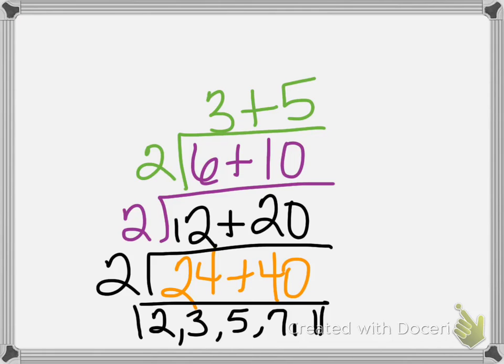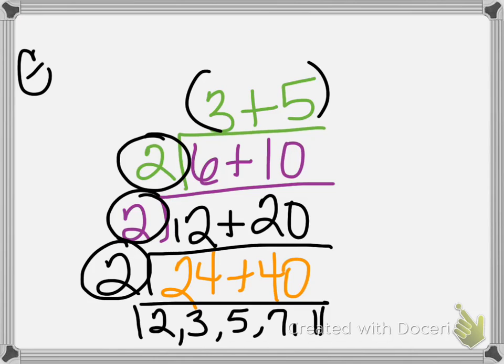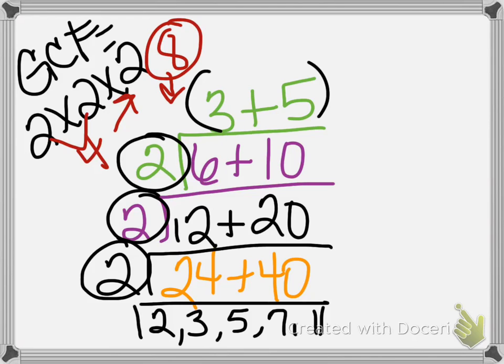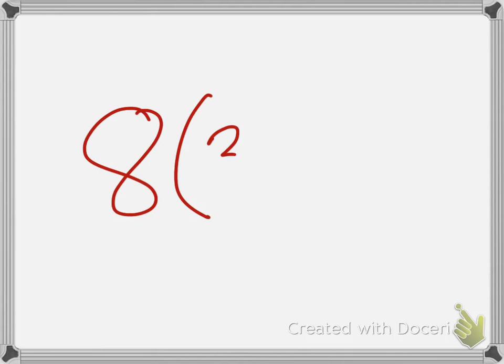I know that I can't go back into this, so instead of doing my cake topper, we're going to do our parentheses. So I have 3 plus 5 in parentheses. And same thing with my greatest common factor. We pulled out 2 times 2 times 2. And 2 times 2 is 4. 4 times 2 is 8. So I know that 8 is going to go on the outside of my 3 plus 5. I rewrite it as 8 times 3 plus 5.